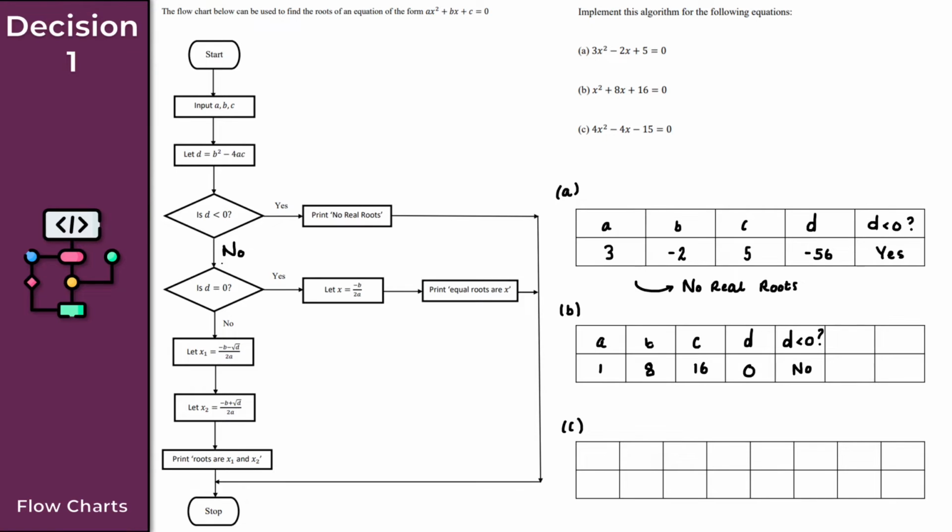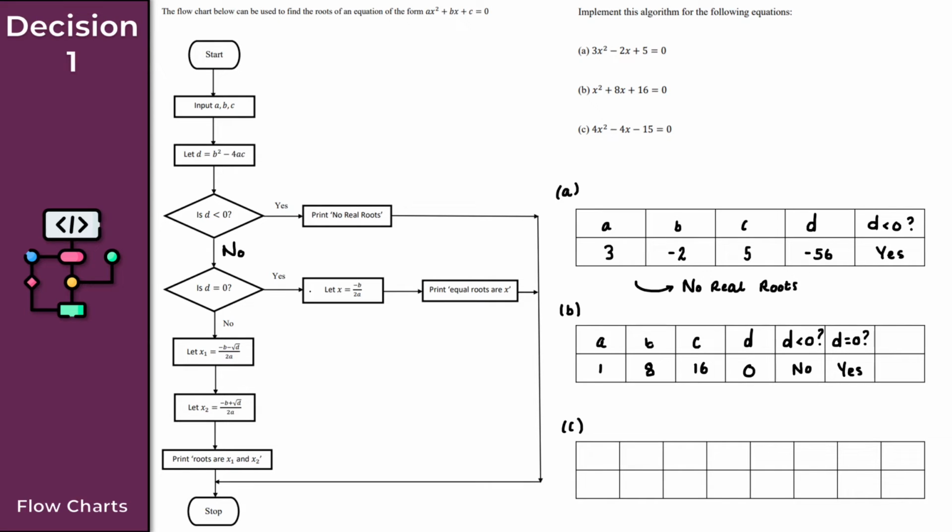So we go down. Again, we've got another diamond here, and another decision to make. Is D equal to 0? And again, it should be obvious, right? The answer to that is clearly yes. So D is equal to 0, so I put yes there, like so.